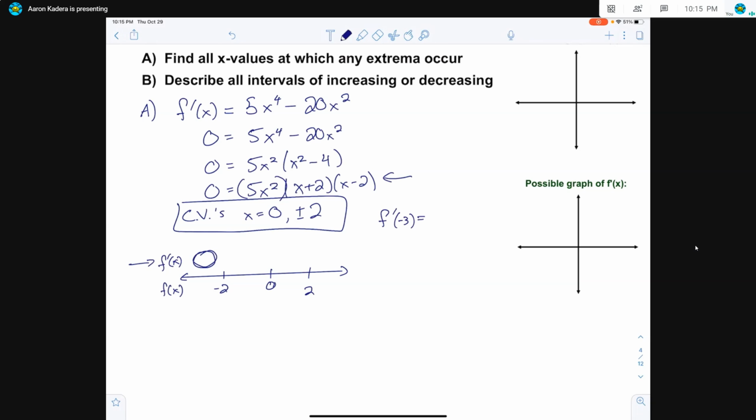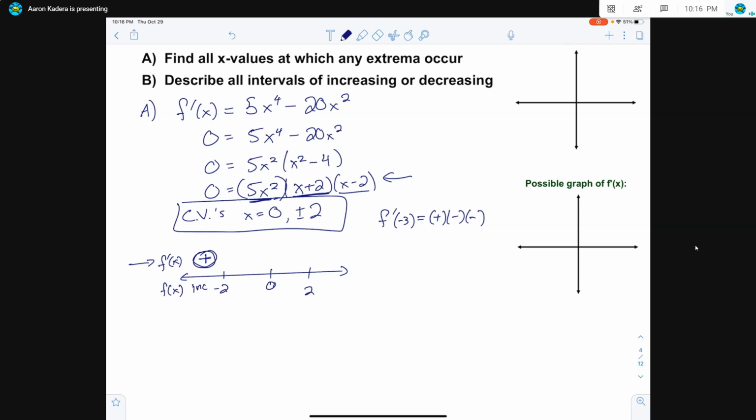So if I plug in a negative 3 into this 5x squared, I will get a positive number. I don't care what that number is, but I know that it's going to be positive. And then if I plug in a negative 3 into this x plus 2, I will get a negative thing. And if I do that again on the x minus 2 term, I will also get a negative thing. So that means I have a positive times a double negative, which would overall be positive, meaning that my derivative is positive, and my function should be increasing on that interval.